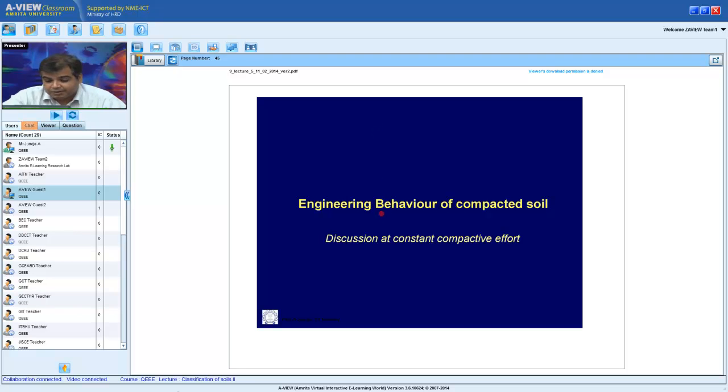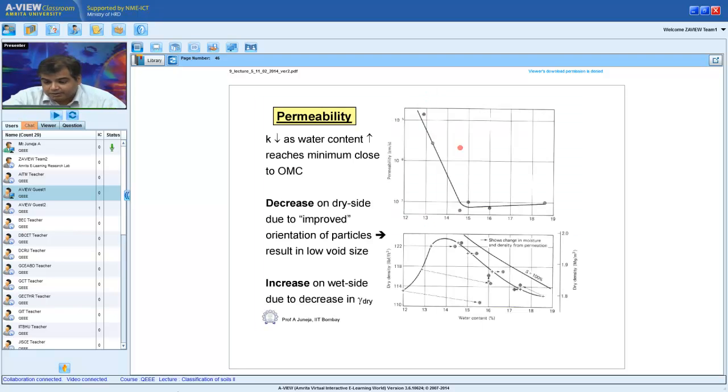We left somewhere when we started with the engineering behavior of the soil, and today I intend to spend the next 10 minutes just to complete this section on engineering behavior of compacted soil. This is the same file which was uploaded last week, but in case you were not able to download, I've right clicked and you should be able to download right now.